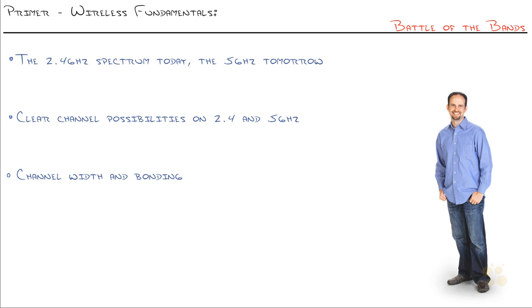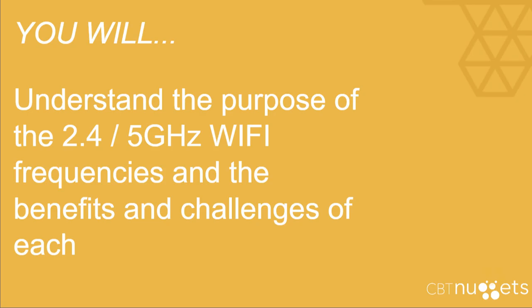I think this is going to be the last primer material that we have, because I really just needed to lay a foundation so we could talk a common language as we get into our deployment of wireless at an actual customer location. My goal for this nugget is that by the time we're done here, you will understand the purpose of 2.4 and 5 gigahertz Wi-Fi frequencies and the benefits and challenges of each, and I'll throw in a little extra, the fundamentals of how to design each of these frequencies.